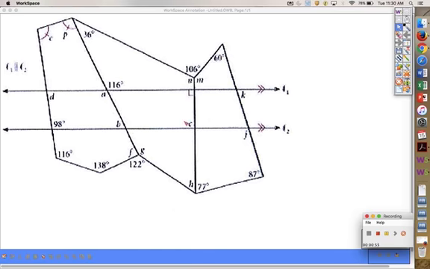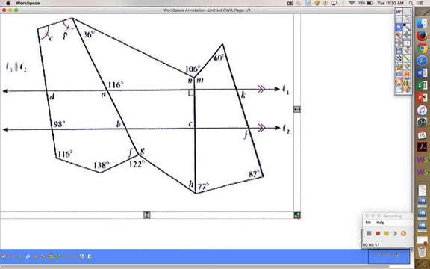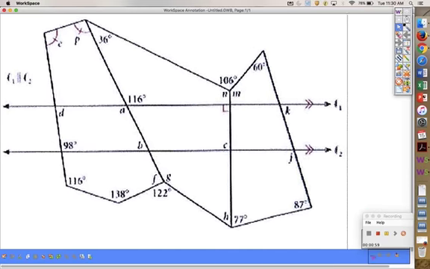I just wanted to make it a little bigger. All right, here we go. So, C. How big is C? If you said 90 degrees, you're awesome. Good job. What about A? A is indeed 116 degrees.